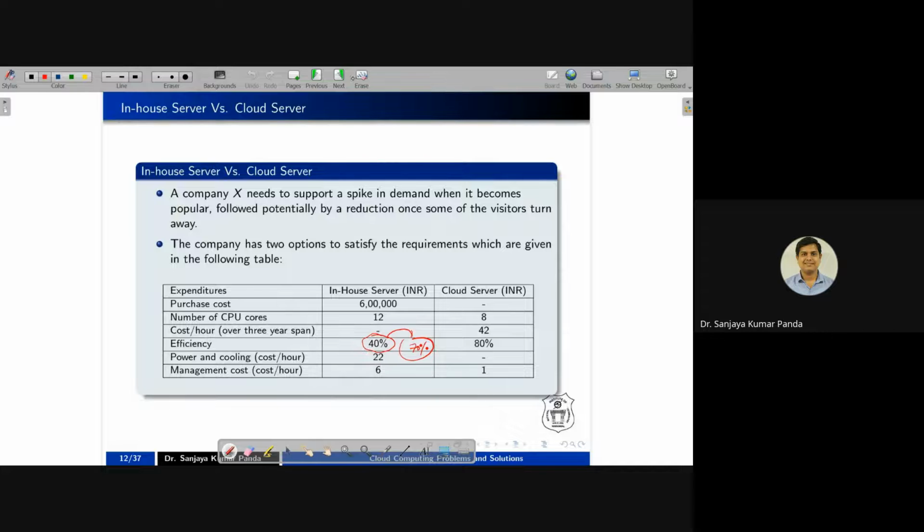Okay, let us see how to solve this particular problem. So what we have to calculate? Total cost spent in the in-house server and total cost spent in the cloud server. Okay, there is a question of how to calculate the efficiency of a server. Efficiency is given in this particular problem.